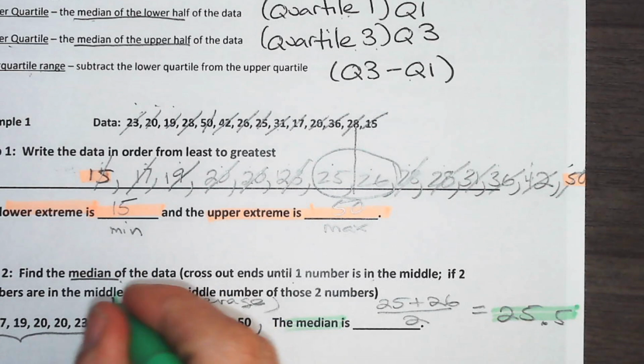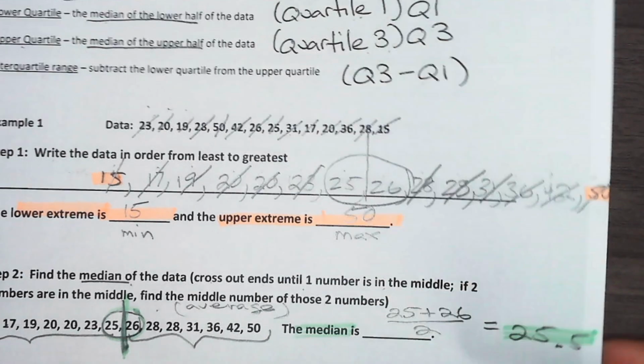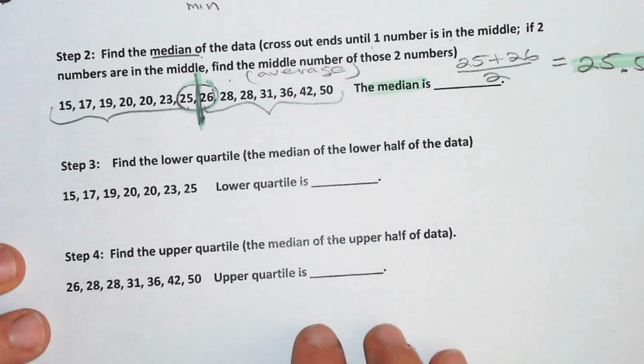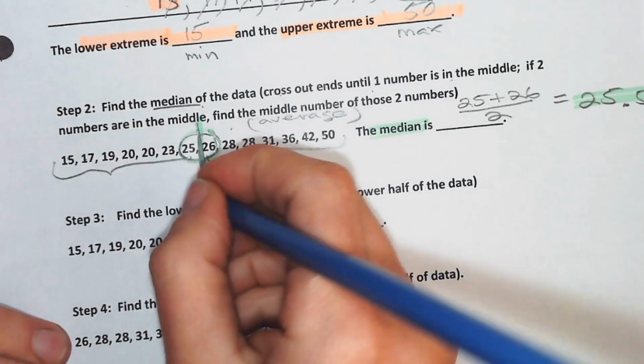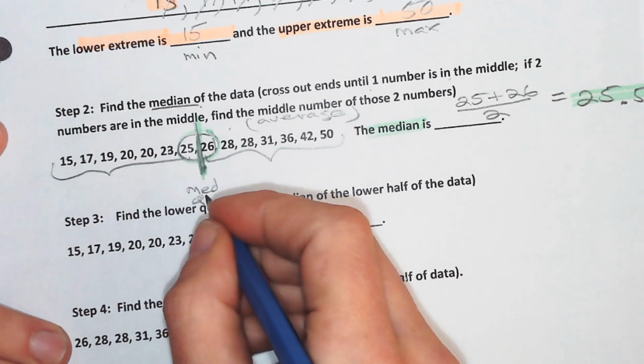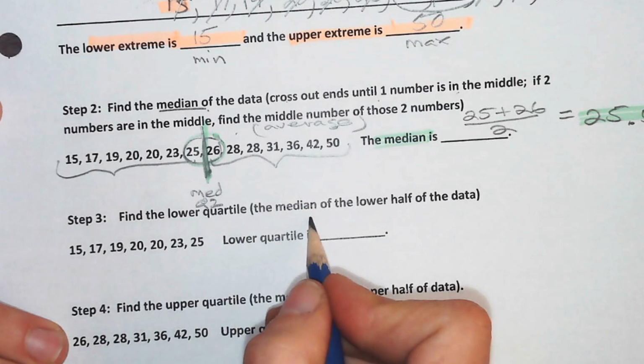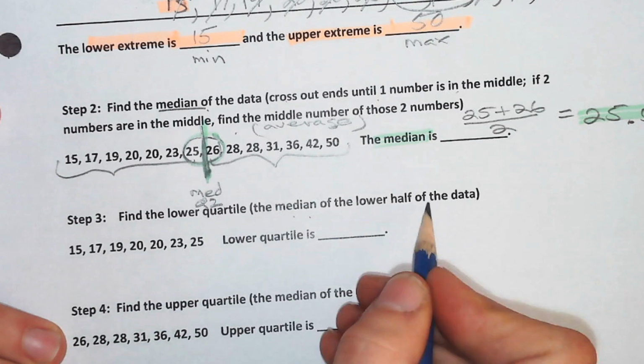And it came from averaging those 2 middle numbers. So now I want to find the lower quartile. So let me put median, which is quartile 2. The lower quartile is the median of the lower half of data.